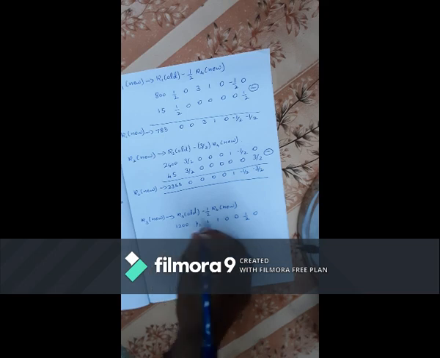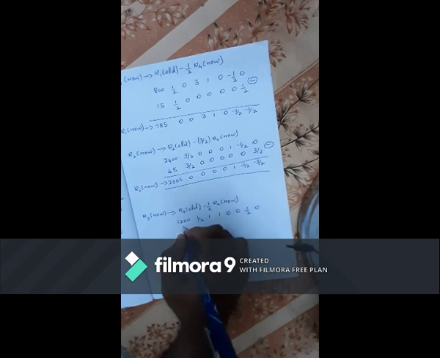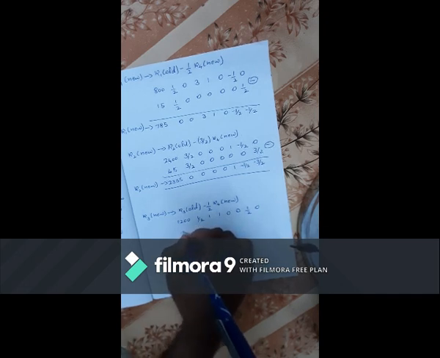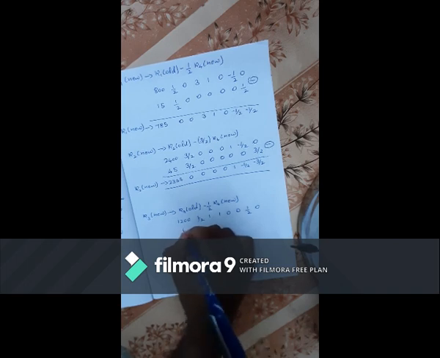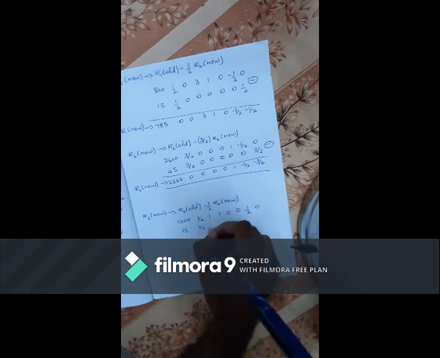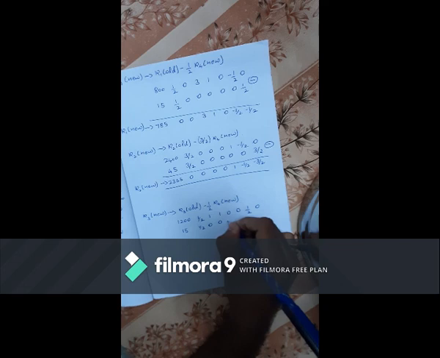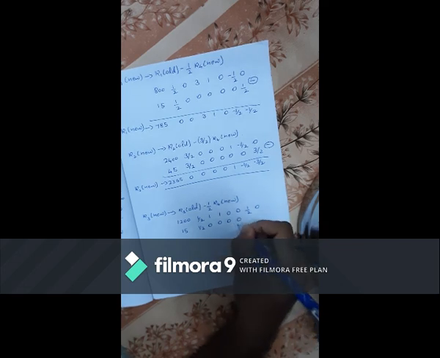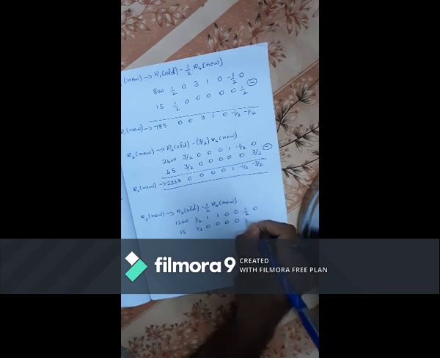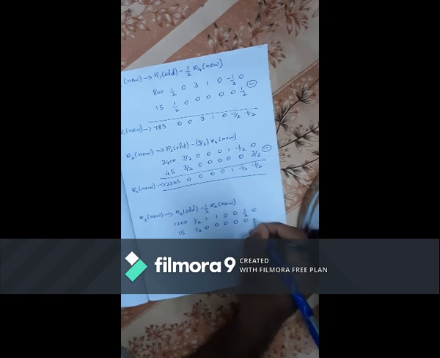Okay. Next, what is 1 by 2 R4? 1 by 2 R4 is given by 15. 30 divided by 2 is 15. 1 divided by 2 is 1 by 2. 0 divided by 2 is 0, and so on for the next entries, each 0. 1 divided by 2 is 1 by 2.